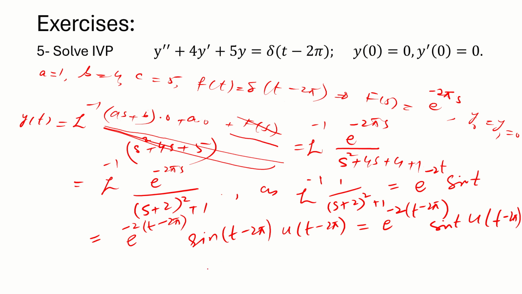This can be written in the form of a piecewise defined function. Its value is 0 when t is less than 2 pi, and its value will be e power minus 2 (t minus 2 pi) into sine t when t is greater than or equal to 2 pi. That's the solution of this differential equation.